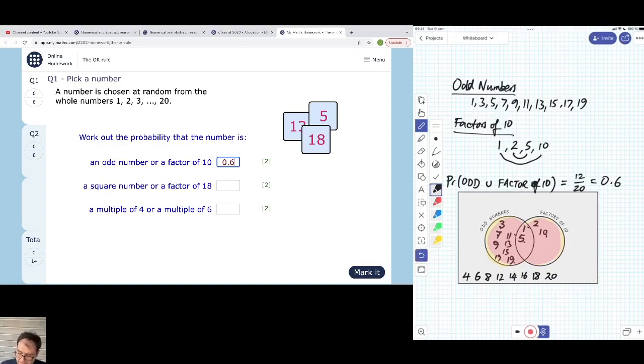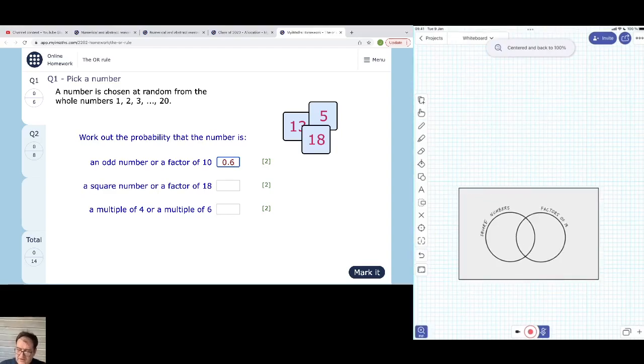Okay, so I'll just undo a bunch of stuff that I messed up my little notepad with, to give myself a nice blank Venn diagram for the next bit of the question. There it is. So the probability that a number is square or a factor of 18. So let's just make a little list. Square numbers.